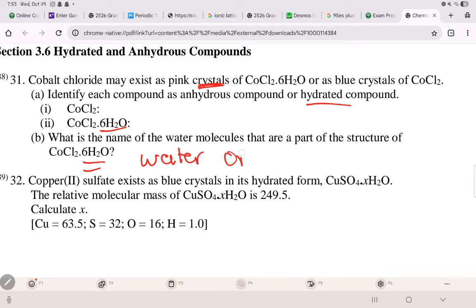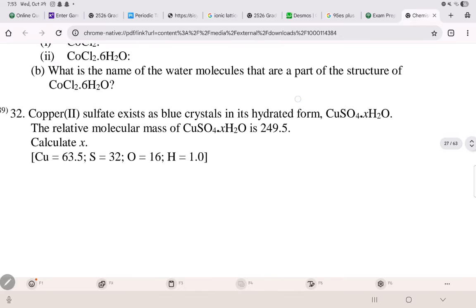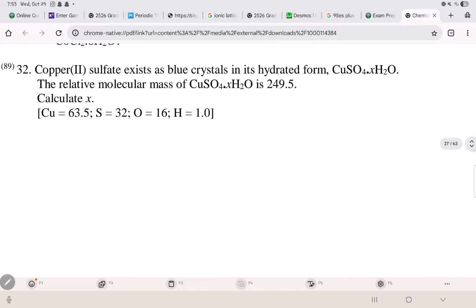Now the last and final question. Copper(II) sulfate exists as blue crystals and so on. They gave us the molecular mass of this, right? They want us to calculate the value of X. Very simply, in order for us to calculate the value of X, we will need to find the number of moles. We first start with the molar mass of water. Molar mass of water is 18. This is known already.